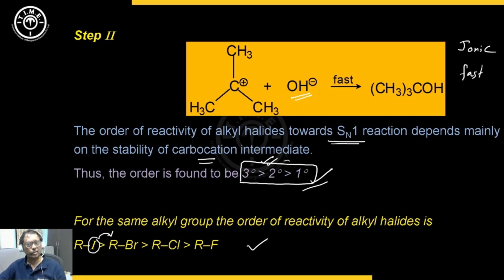So in the SN1 mechanism, we have all understood what is happening. There are 2 steps and how the final product is formed. Clear?